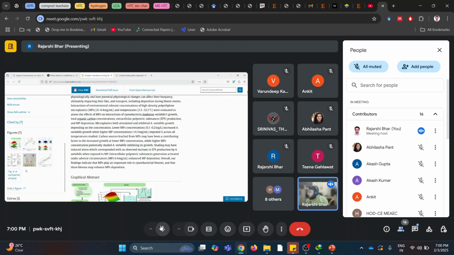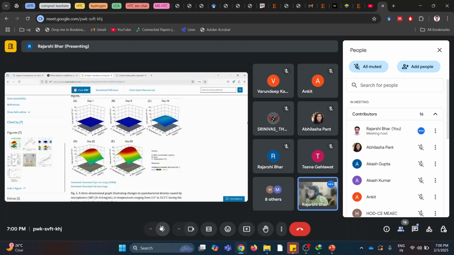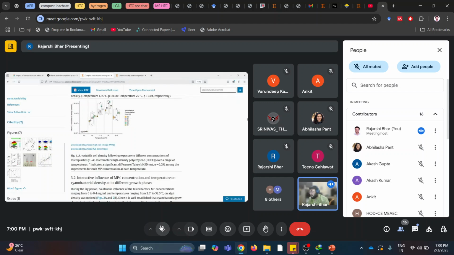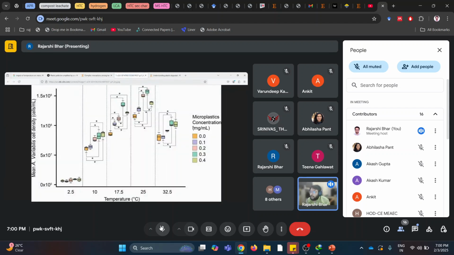So we can try to look at some figures here. I will enlarge this image. On the right hand side, in this legend, orange color is zero microplastic. Then there's a color coding of increasing microplastic concentration. On the x-axis, you have increasing temperature, and on the y-axis, you have the cell density in cells per ml.